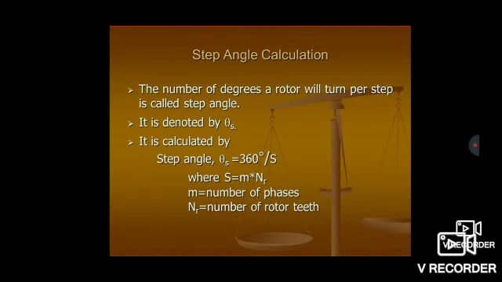How to calculate the step angle? The number of degrees a rotor will turn per step is called a step angle. It is denoted by theta s. It is calculated as theta s equal to 360 degree divided by s, where s is equal to m into nr, where m is the number of phases and nr is the number of rotor teeth.